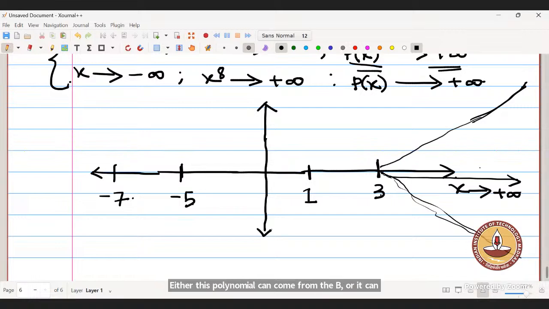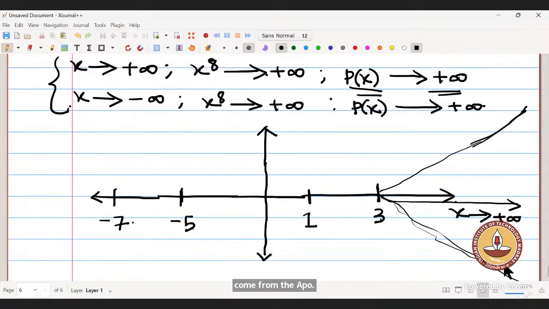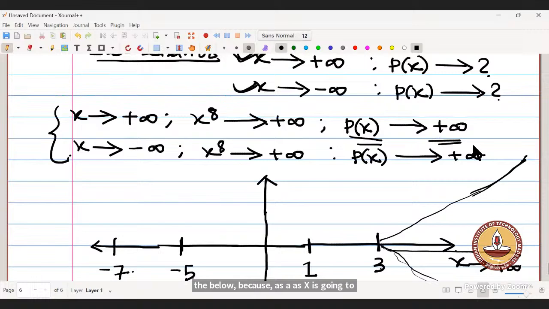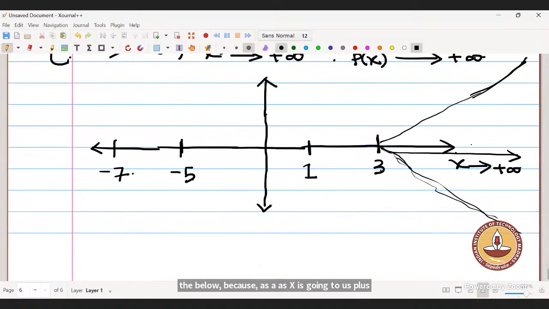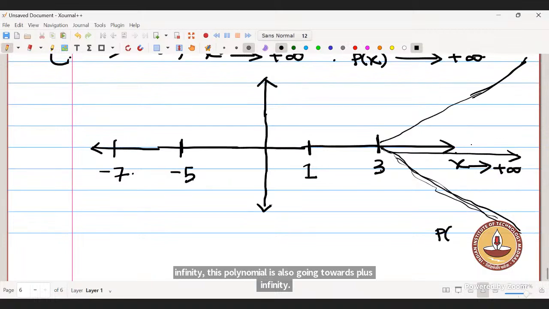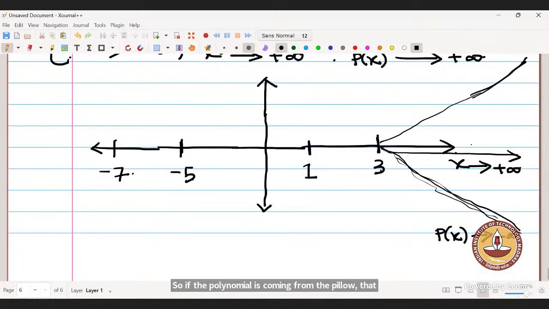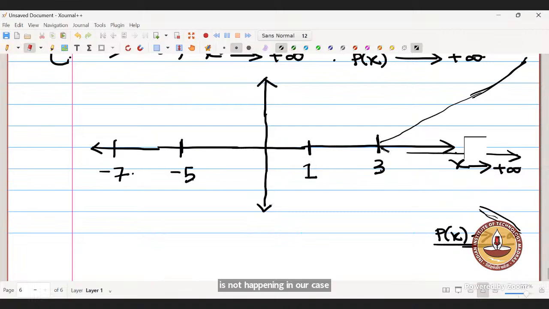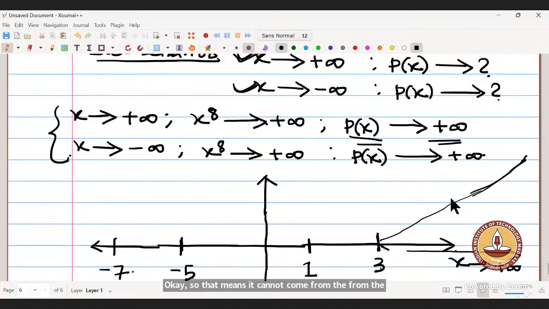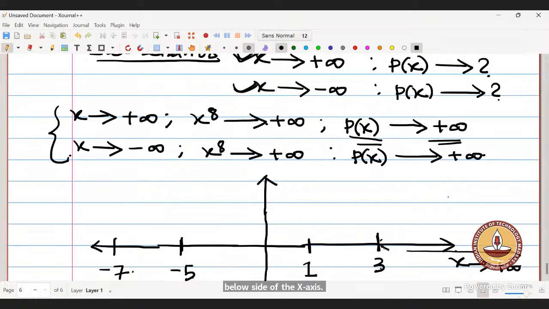But this polynomial cannot come from below, because as x is going towards plus infinity, this polynomial is also going towards plus infinity. If the polynomial is coming from below, that means p of x is going towards minus infinity, which is not happening in our case. So it cannot come from the below side of the x-axis. It has to come from above, so it will come till here.